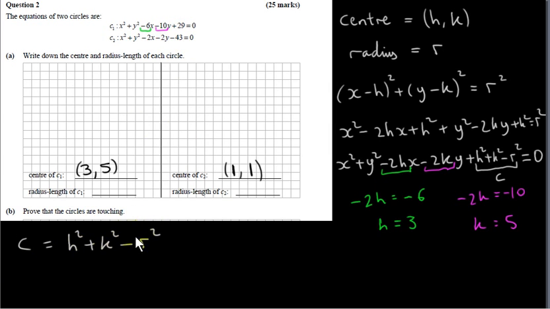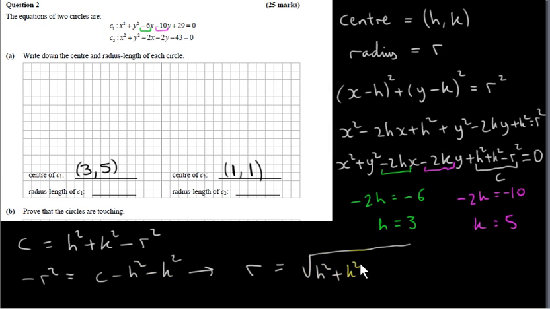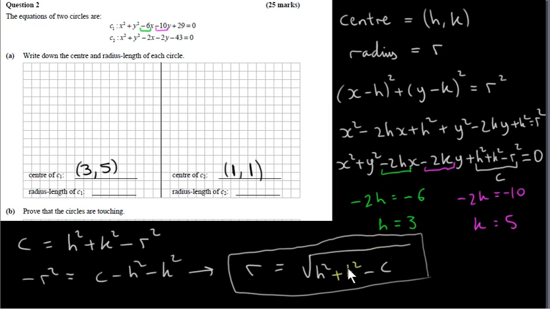And we can obviously turn this around to make r the subject because we want the radius. So we see that minus r squared is c minus h squared minus k squared, which means that r is equal to the square root of, well, we just change the signs here. I'll write h squared plus k squared first. h squared plus k squared minus c. Now you could just memorize this formula or look it up or whatever. I just prefer to work it out. So we can apply this formula to each circle in turn to find the radius.